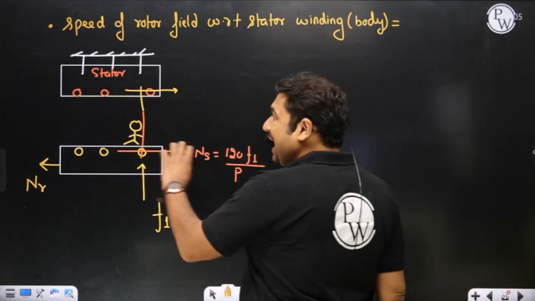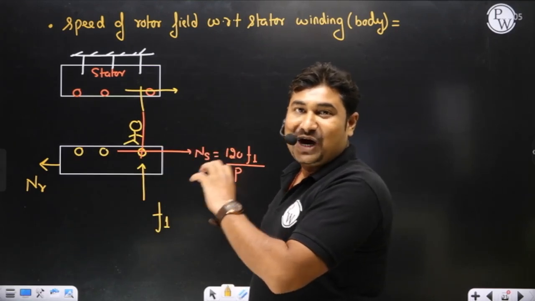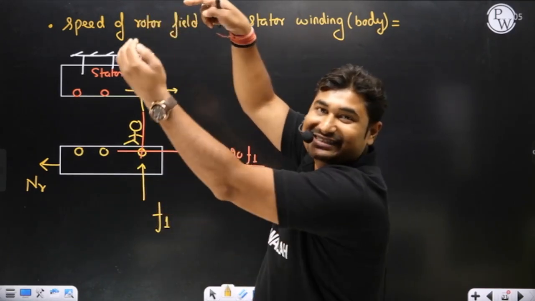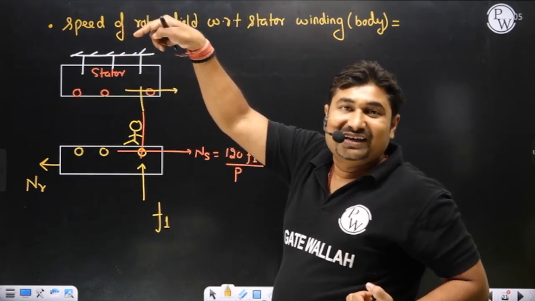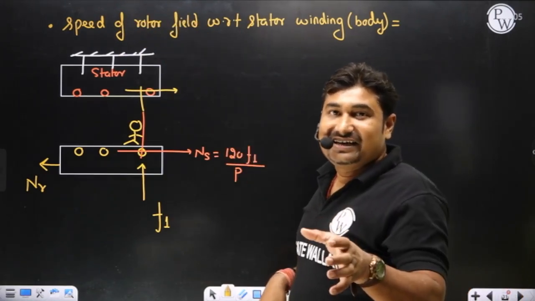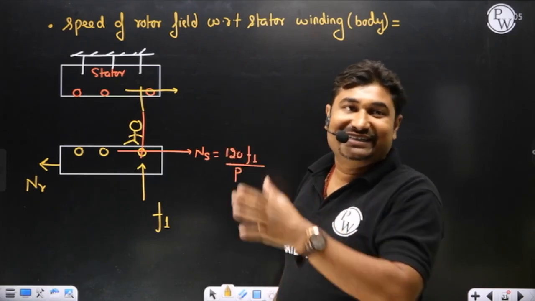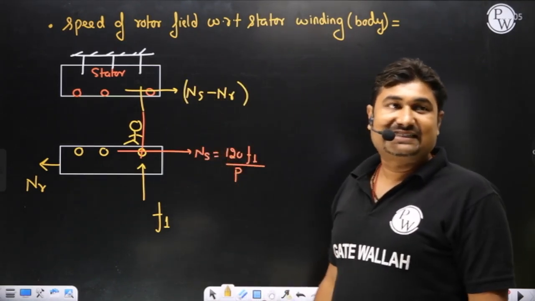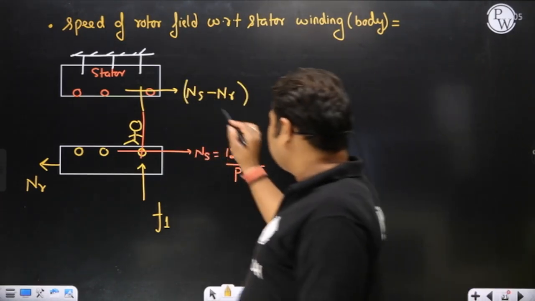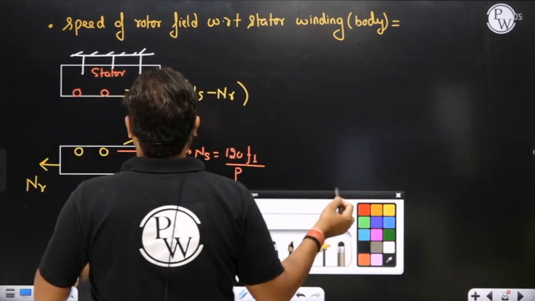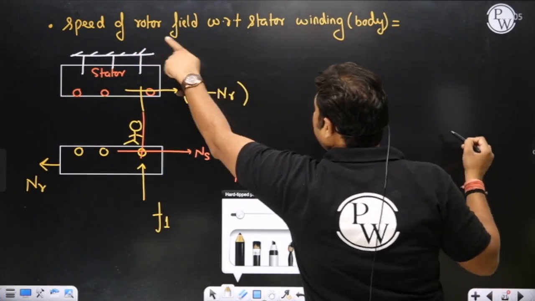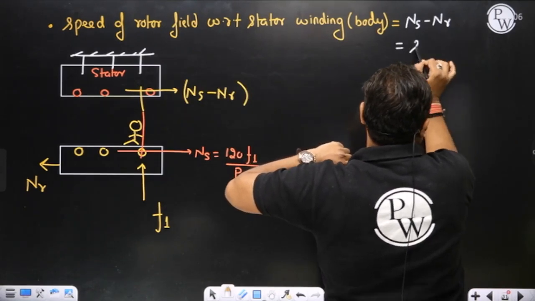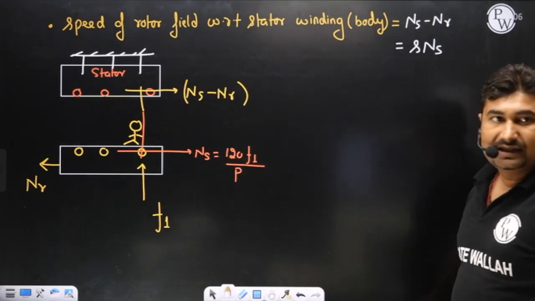Assume that this is a ramp, and the ramp is going downward and you are trying to move upward. The ramp is coming downward. So relative to a stationary thing, what will be your speed? Sir, this will be Ns minus Nr only. So the relative speed between rotor field and stator winding will be Ns minus Nr, and that is called sNs.